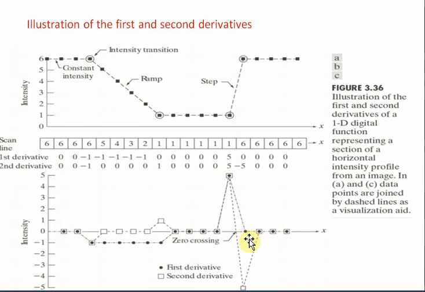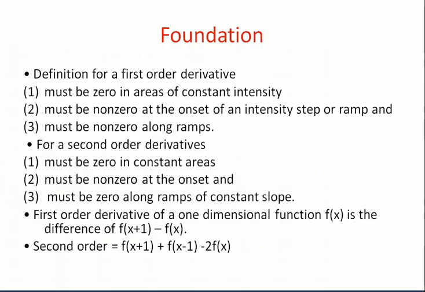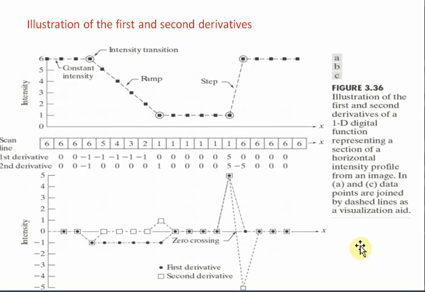Now coming to the second derivative. For the second derivative, what is the formula? Use the formula f(x+1) + f(x-1) - 2f(x). That means one is the previous pixel and one is the next pixel; add those two and then subtract 2 times the present intensity value. Remember that formula and then apply it here.